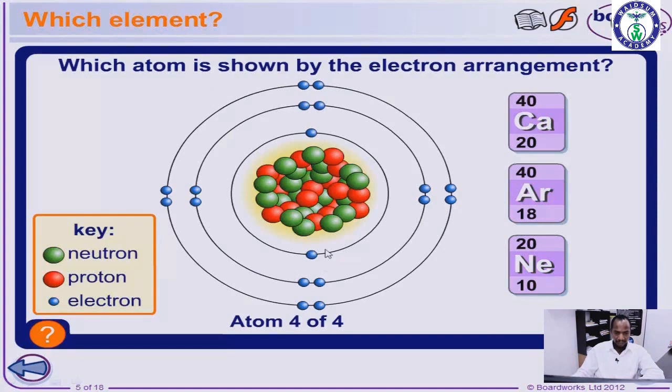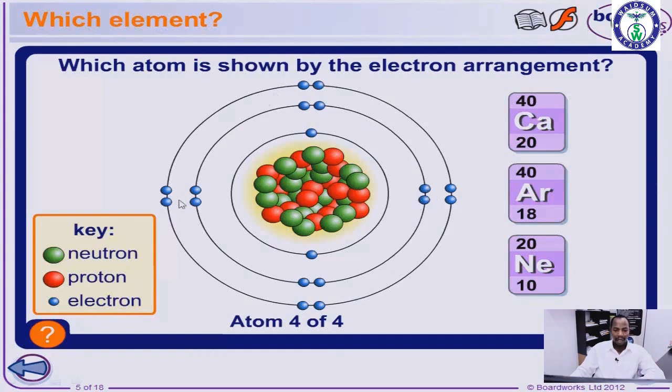If you take a look at this atomic arrangement, then you tell us from the electron arrangement which atom or which element this is. Which atom is shown by this electron arrangement? Take a look at this. The first shell has a maximum of 2 electrons, this and this. Then the second one has 8. So 2 plus 8 is 10.